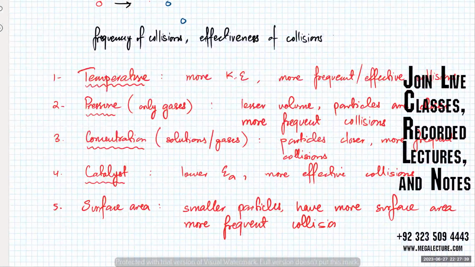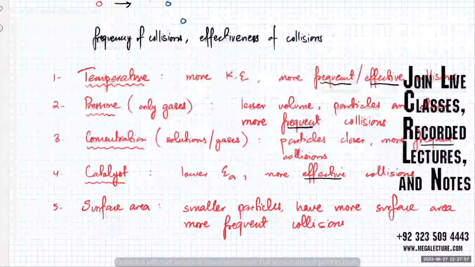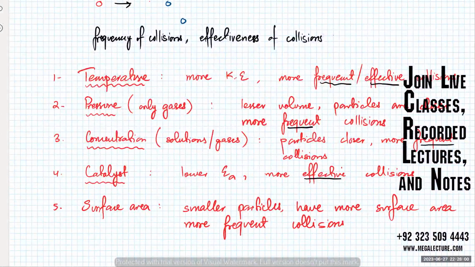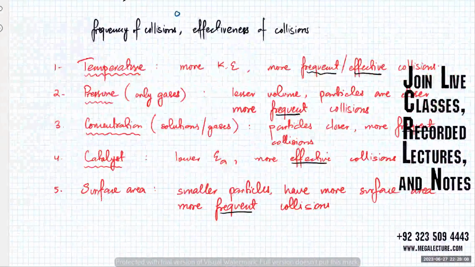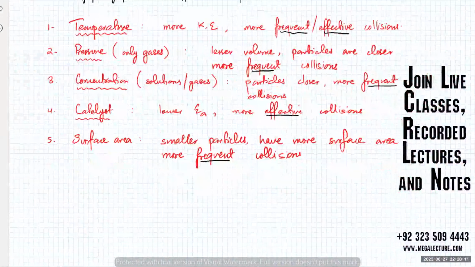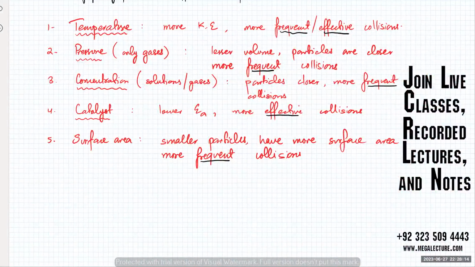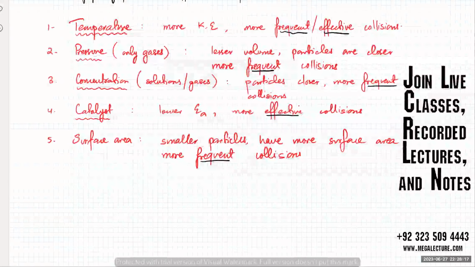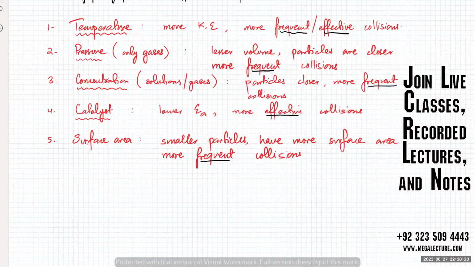Okay, so you've got to remember whether you get more effective collisions. In the first one it's frequent as well as effective, right? Second one, it's just frequent collisions. Again, you've got frequent collisions, effective collisions. And this one is effective collisions. Okay, is this clear? Yep, it's clear. So that's all the basics.